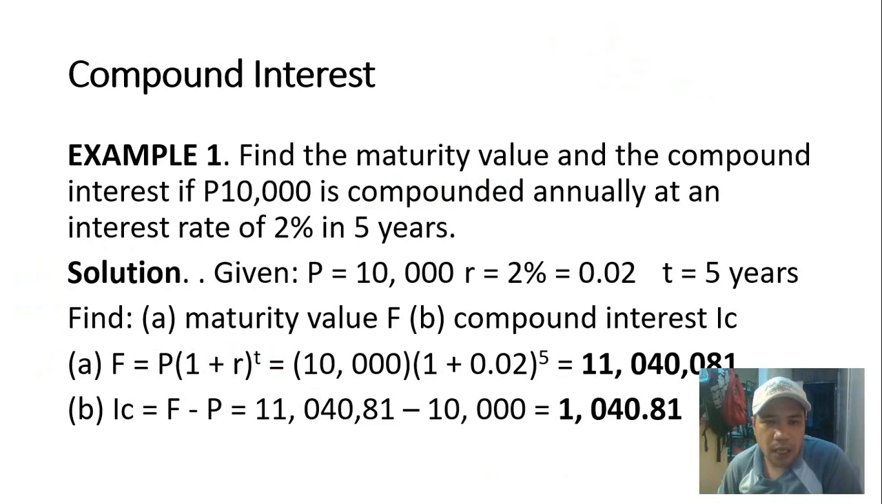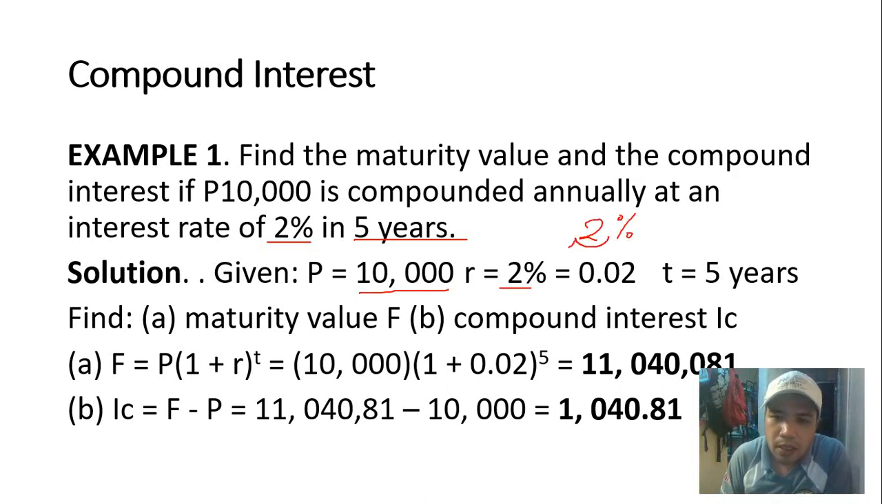So, for the first example, find the maturity value and the compound interest if 10,000 pesos is compounded annually at an interest rate of 2% in 5 years. So, 10,000 is the principal, 2% becomes 0.02, and T is 5 years. A, what is the maturity value? B, what is the compound interest?